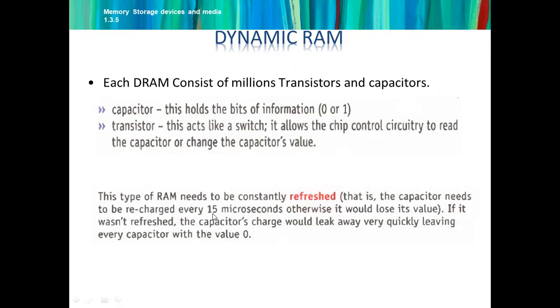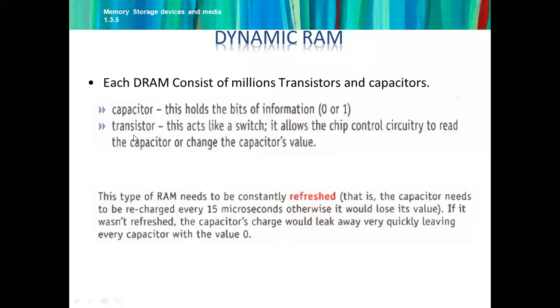So don't get confused about that; those are different values and these are different values. We are directly talking right now about the capacitor which is inside the dynamic RAM. So it needs to be refreshed. Okay, if it wasn't refreshed, what would happen? The capacitor charge would leak away very quickly, leaving every capacitor with the value of 0.